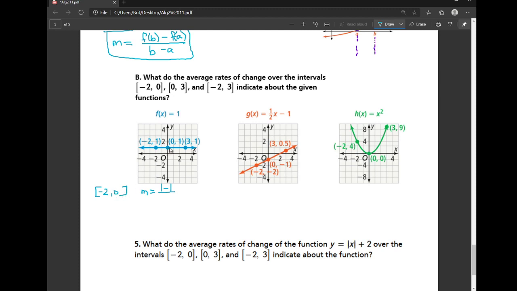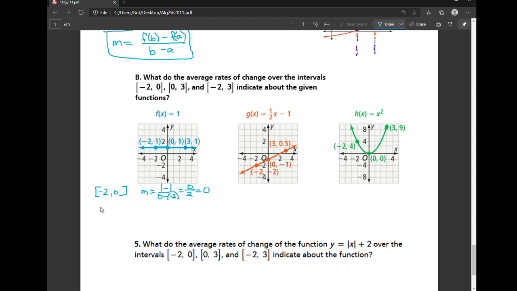And then I would take my interval. I usually start with the second one first. So I'm going to say here my y value was 1 and my x value is 0. And then I'm going to subtract. Here my y value was 1, my x value was -2. So 1 minus 1 at the top is 0 over 0 minus -2, which is a positive 2. So my slope over that section is 0, which you guys could have told just from looking at it, right?